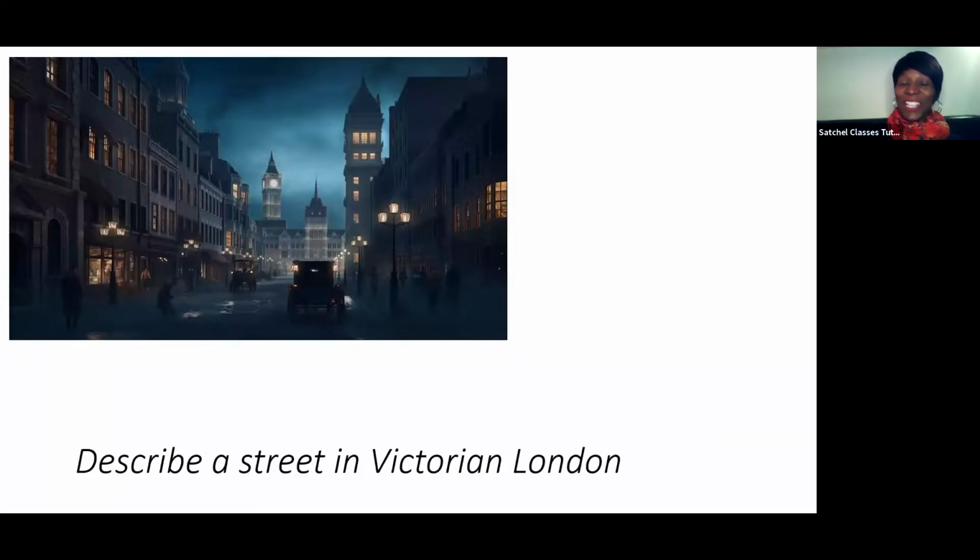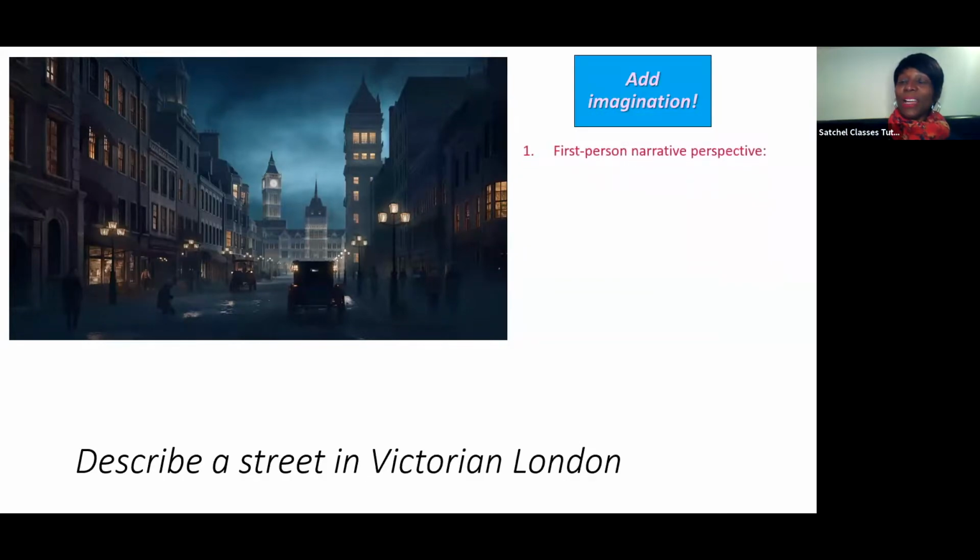So the task is describe a street in Victorian London, but as ever with any piece of descriptive writing, we have to add imagination. We have to think, right, what could be happening? What emotions might be here? What could the people be feeling? What is there that I can really think about to add and build the atmosphere and the mood of this descriptive piece? And you'd also think, perhaps I should write in first person narrative.